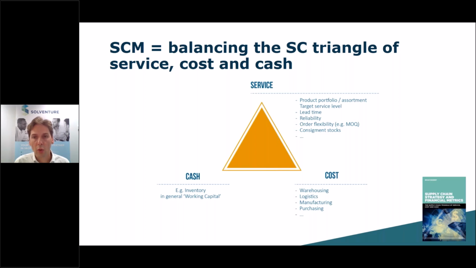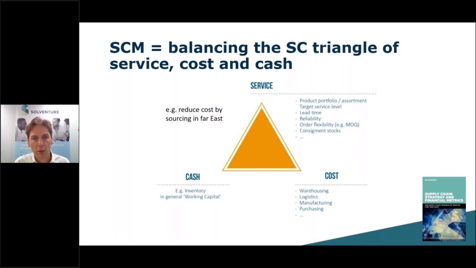Or if you look at your order flexibility, can any customer at any time order in any quantity? Or are there certain restrictions like minimum order quantities or minimum lead times? Also, this defines your level of service. Or even consignment stocks. If I finance part of the inventory at my customer, it's also a type of service I deliver. In this case, it's a financial service. So when you think service in this triangle, it's important that you really take a broad definition or a broad perspective.